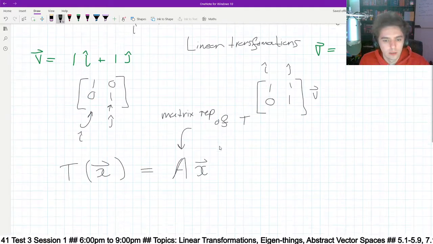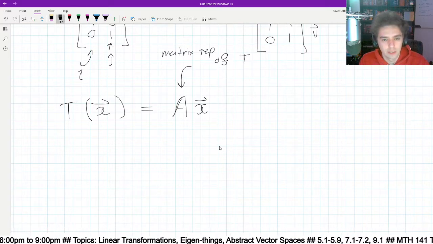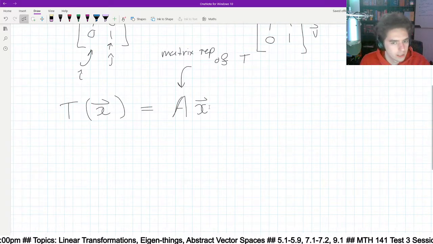So the most important thing to get from 5.1 is pretty much this. T of x is the matrix representation of T times x. That's how we define matrix and vector multiplication.